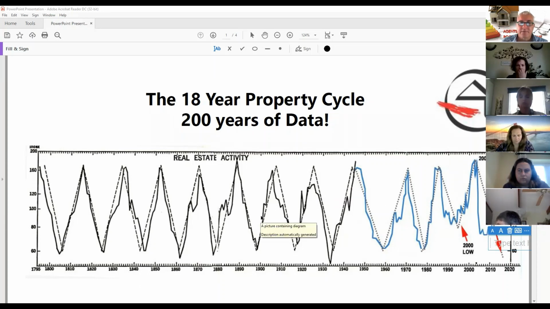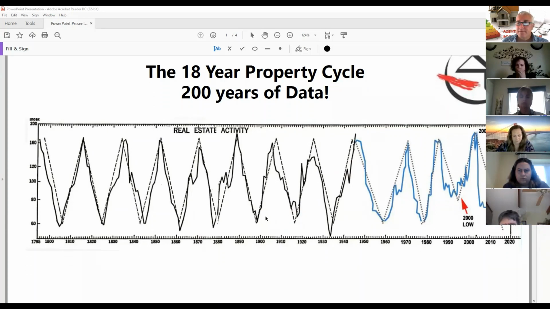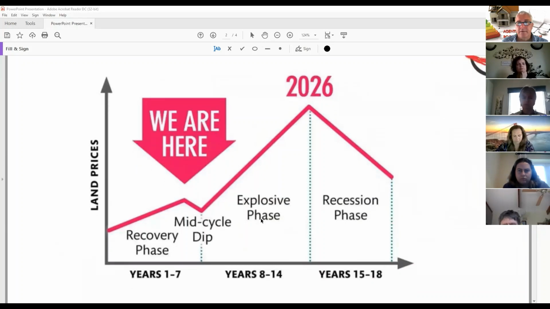So let's just have a look at this, the cycle in detail. So this is where we are. On the left-hand side, the land prices go up over the cycle, or they go down. They can only do two things, or I suppose they can drift sideways. But we are in 2026. That's the top of our cycle. We are going into a growth phase. Okay, and you can see where we are now.